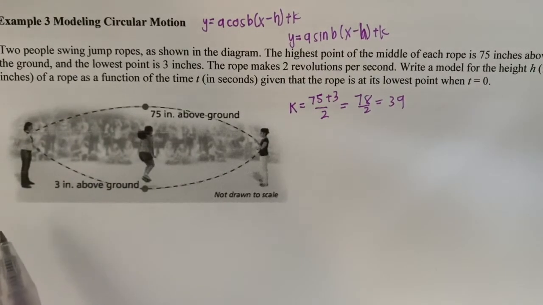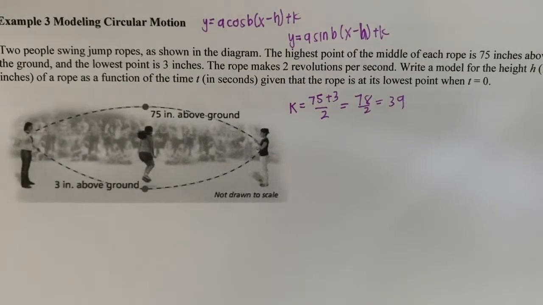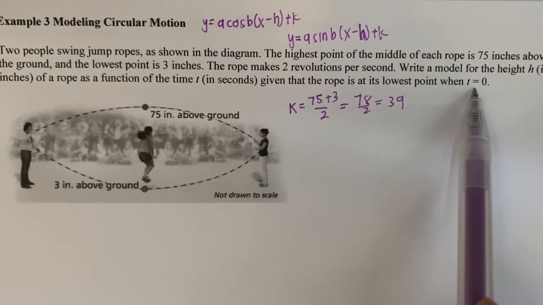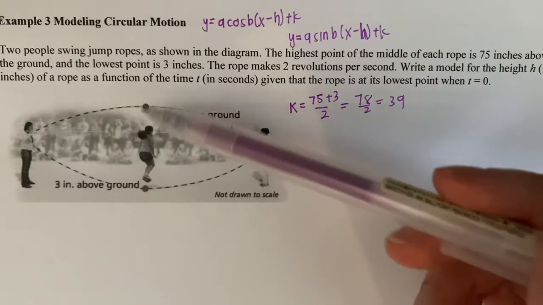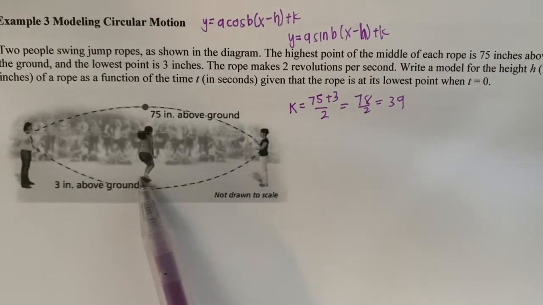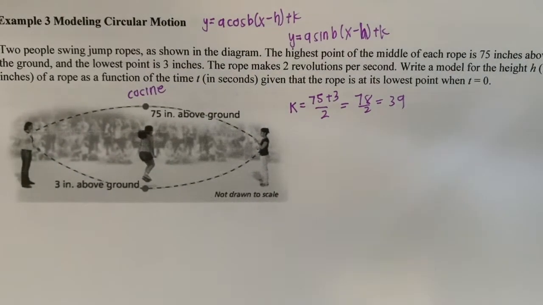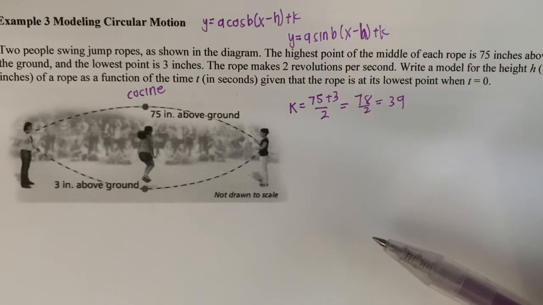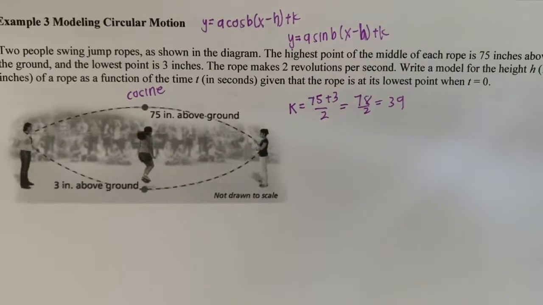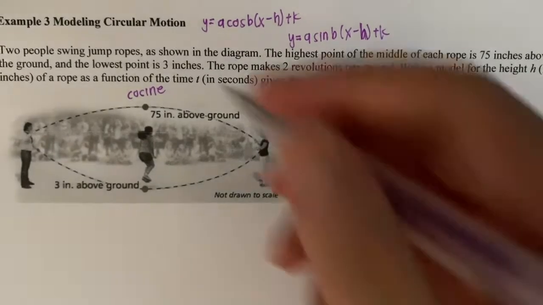We also want to decide whether we are going to use cosine or sine. This is where we have to look at what we're given. We know that the rope is at its lowest point when t is equal to 0. So the y-intercept of the graph is going to be at the lowest point, the minimum. Because it is at the minimum and it's not at the midline, we are going to use cosine. However, normally our cosine has a y-intercept at the maximum, but because in this scenario our y-intercept is at the minimum, we are actually going to have a reflection of the cosine graph. So this is going to be a negative cosine.